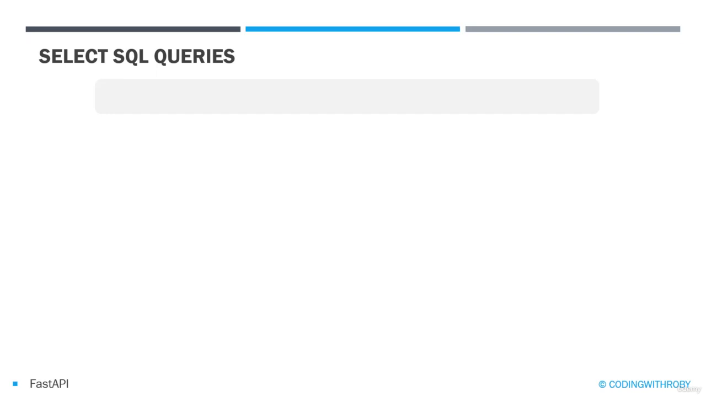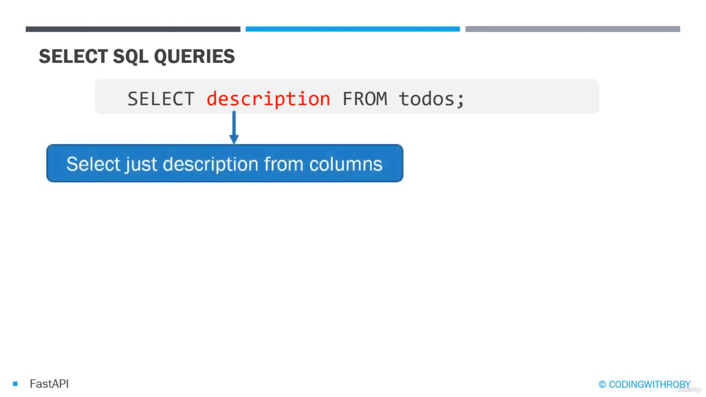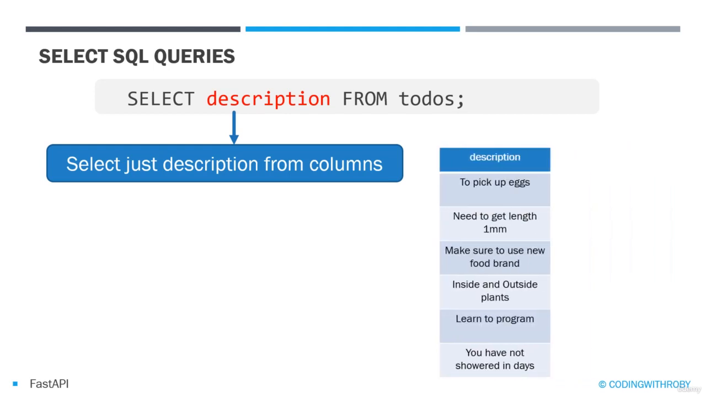What if we modified our select script even a little bit more to retrieve the description of all the records? Well, this will be very similar to how we handled the title portion of our select command. We can accomplish this by saying select description from to-dos. By doing this, we are selecting just the description from all the to-do columns. Our response from the database would look very similar to this. We will get to pick up eggs, need to get length 1 millimeter, make sure to use new food brand, inside and outside plants, learn to program, and you have not showered in a few days.